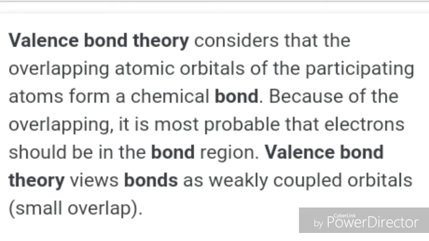Valence bond theory considers that the overlapping of atomic orbitals of the participating atoms form a chemical bond. Because of the overlapping, it is most probable that electrons should be in the bond region. Students, greater the overlapping of the orbitals that form the bond, the stronger will be the bond.